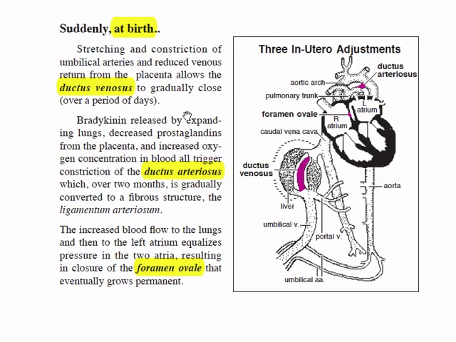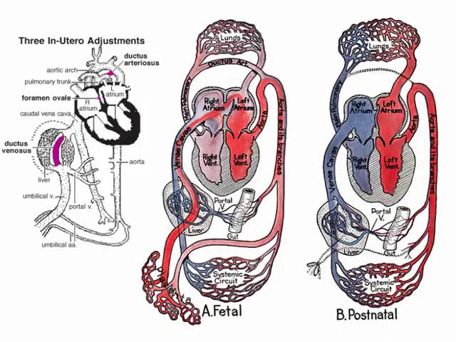Increased bradykinin and oxygen tension and decreased prostaglandins from the placenta trigger an immediate contraction of the ductus arteriosus, and gradually this becomes a fibrous ligamentum arteriosum. The foramen ovale closes as blood pressure equilibrates in the two atria, and eventually the closure grows so it is permanent. This image compares fetal circulation with neonatal circulation.